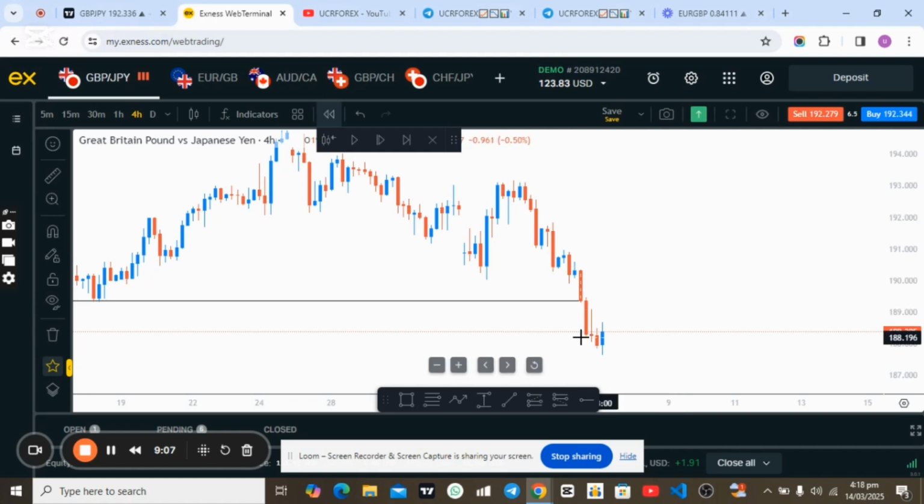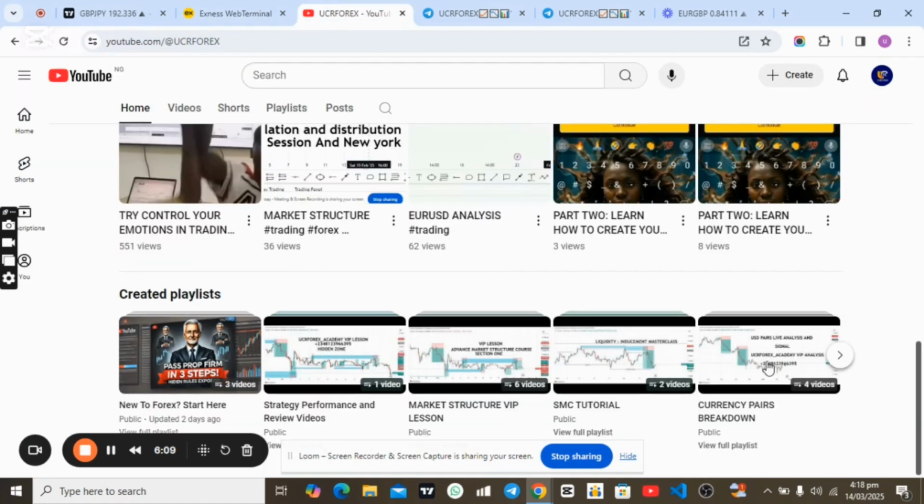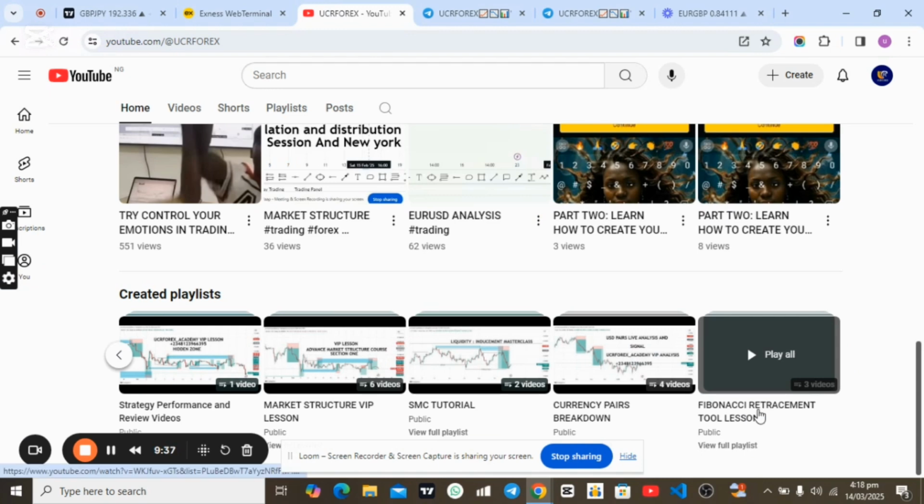Okay, so when we try to mark out our POI, we are looking at the unmitigated POI. We want to see the unmitigated POI, the zone that the market has not touched for a long period of time. And there are two ways to do this. You can easily mark it out by just looking at it, or you can use a Fibonacci retracement to mark it out. There's a lesson I did on the Fibonacci retracement tool. Go down to the playlist and you're going to see the Fibonacci retracement tool lesson, and I believe it's located here. All you have to do is go there and watch how I normally use the Fibonacci retracement tool in marking out my POIs.